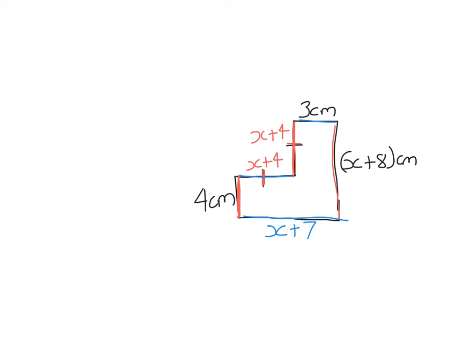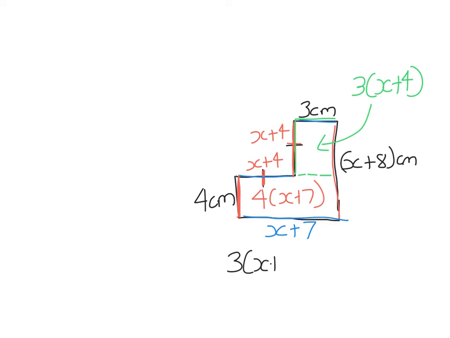So now let's find the area of this shape in terms of x. So what we can do is divide it into two rectangles. So this one here, area is length times width. It's 3 times x plus 4. And then, of course, the area of the bottom shape here is width times length. So the total area of this shape is 3 times x plus 4, plus 4 times x plus 7.